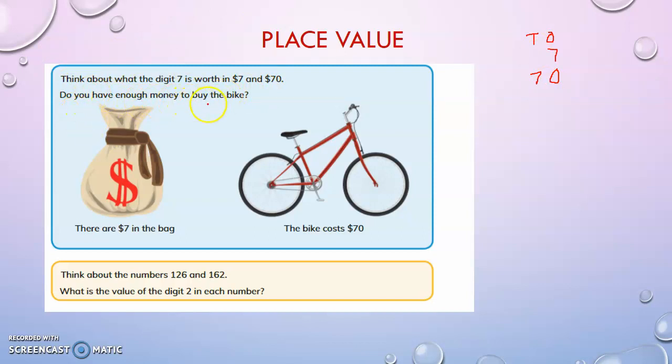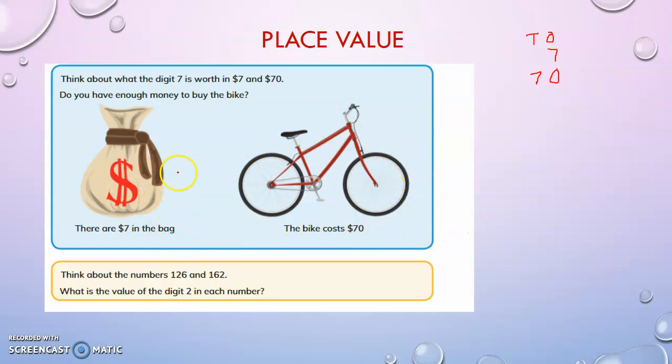Do you have enough money to buy the bike? There are $7 in the bank. This is the money that you have. The bike costs $70. Can you buy this? No, we know 7 tens is bigger than 7. So you cannot buy this bike with the money that you have in the bag.